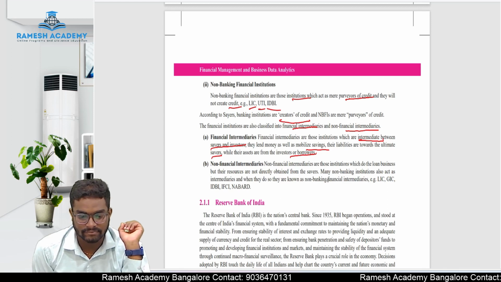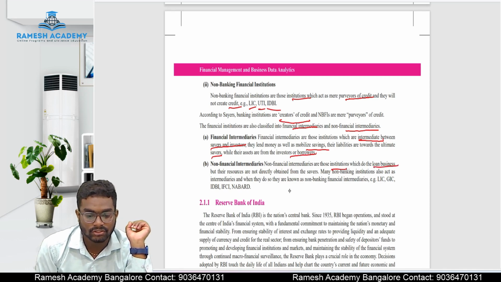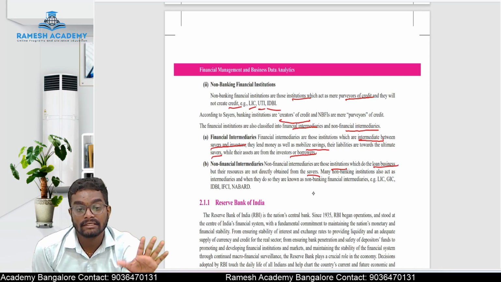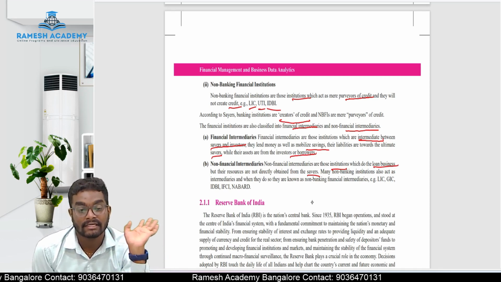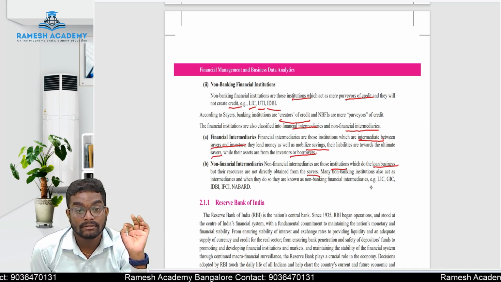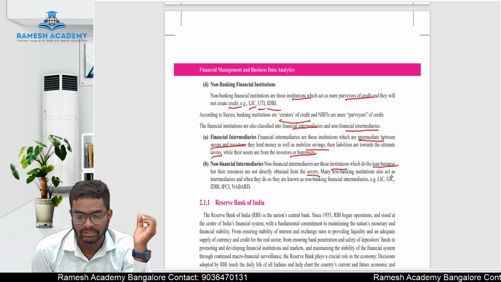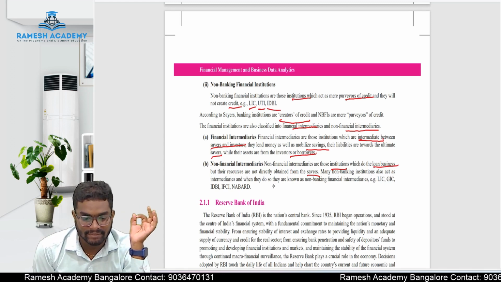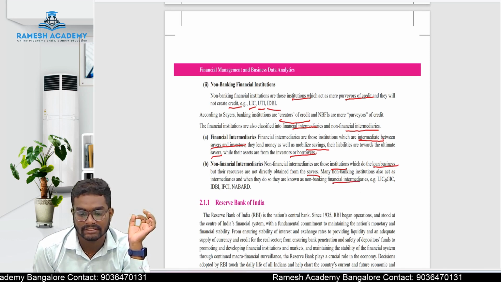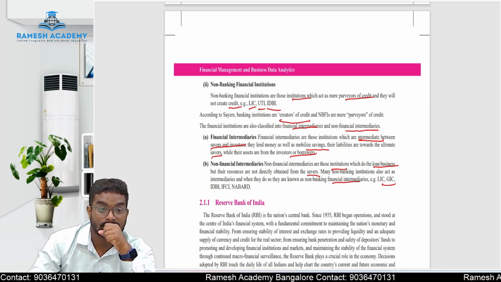Non-financial intermediaries are those institutions which do the loan business, but the resources are not directly obtained from the savers. They are only in the loan business, but they can't accept amounts from the savers or the ultimate customers. Many non-banking institutions also act as intermediaries, and when they do so, they are known as non-banking financial intermediaries. Example, LIC, GIC, IDBI, IFCI, NABARD. NABARD is for the agriculture bank.